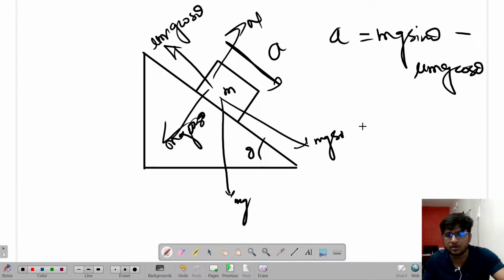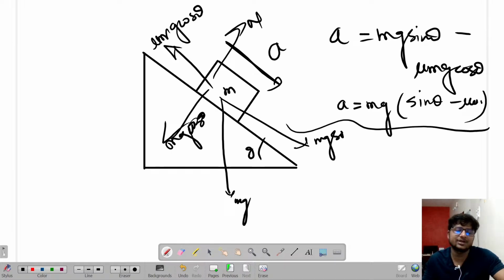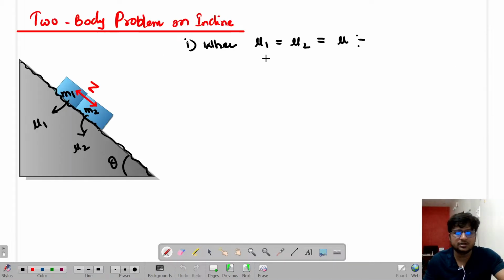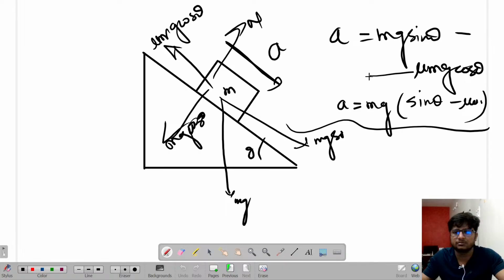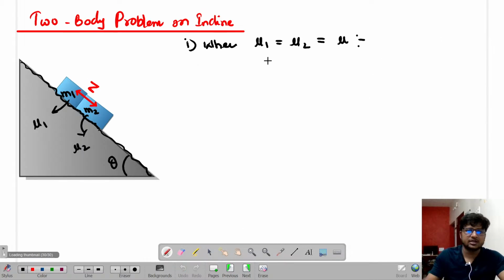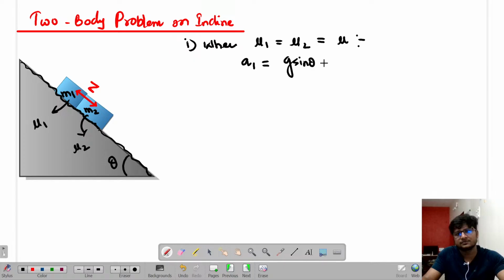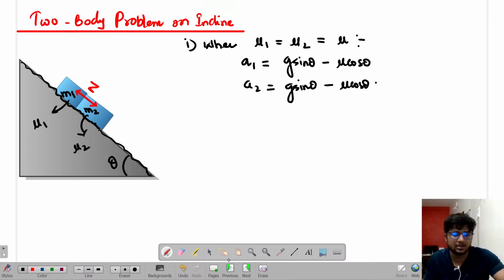Are you able to get me or not? So a is equal to mg common, and sin theta minus mu cos theta. That is the normal acceleration equation, correct? Divide by mass, the mass cancels, so mass will not be there. It is g sin theta minus mu cos theta. So if mu1 is equal to mu2 is equal to mu, the acceleration of the first block will be g sin theta minus mu cos theta. A2 will be g sin theta minus mu cos theta.